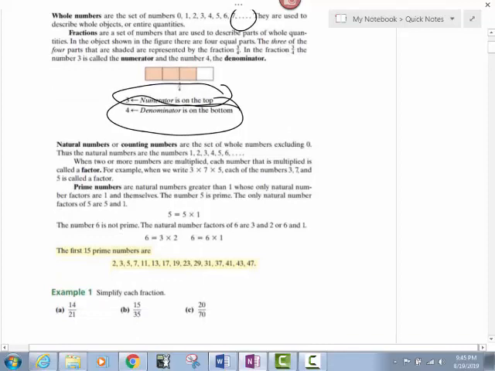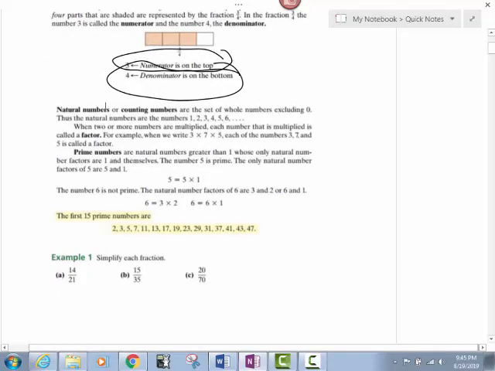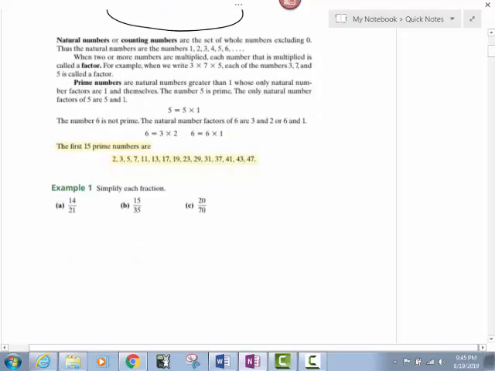When 2 or more numbers are multiplied, each number that is multiplied is called a factor. So if we write 3 times 7 times 5, each of the numbers 3, 7, and 5 is called a factor. Prime numbers are natural numbers greater than 1, whose only natural number factors are 1 and themselves. For instance, the number 5 is prime. The only factors of 5 are 5 and 1. We can't break down 5 other than using 5 and 1. The number 6 is not prime. We can break down 6. Besides 6 and 1, we can go 2 and 3 or 3 and 2. And it gives us a list of the first 15 prime numbers here.